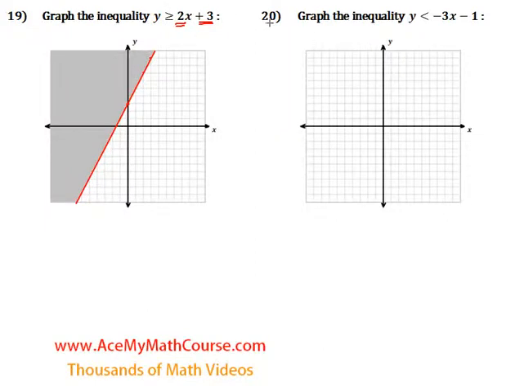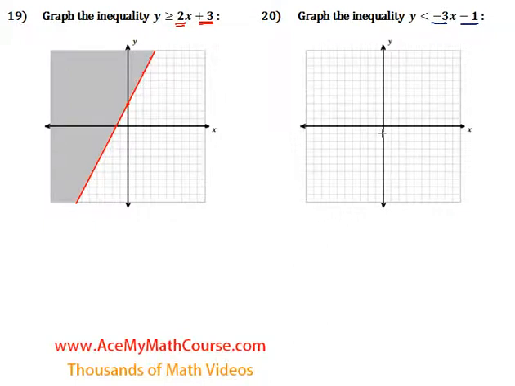Okay, now how about question 20? Graph the inequality y is smaller than negative 3x minus 1. So again, we have a y-intercept of negative 1 because of y equals mx plus b. Of course, I'm pretending for a second that this is an equality, just so that I can figure out what the line looks like. So the y-intercept is negative 1, and the slope is negative 3, because b is the y-intercept, m is the slope.